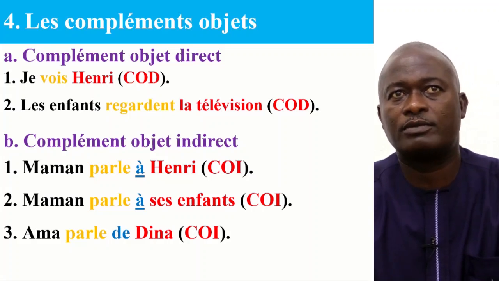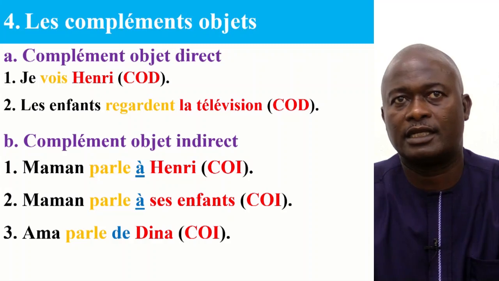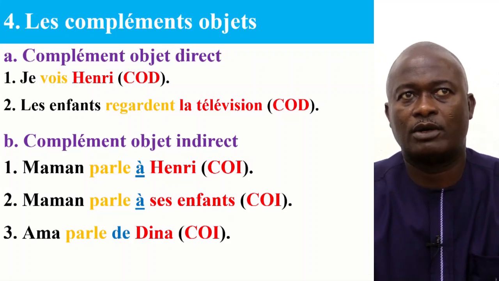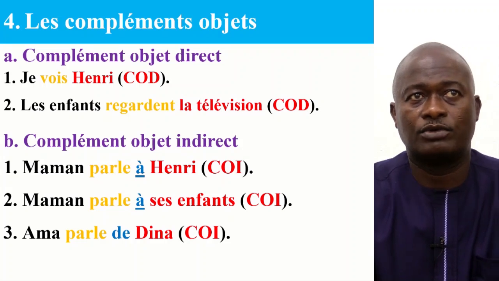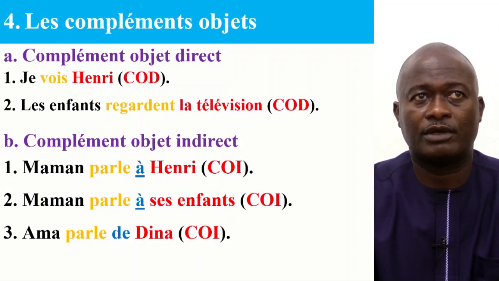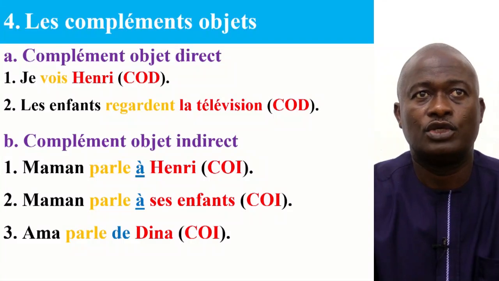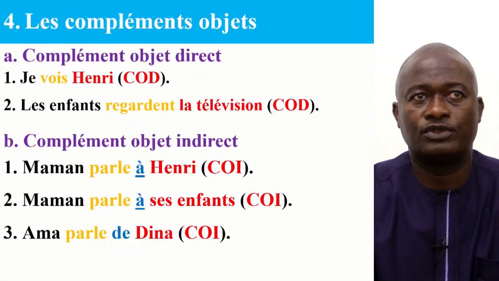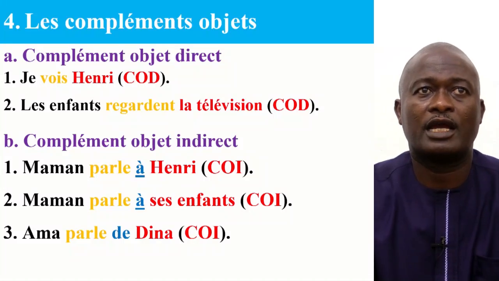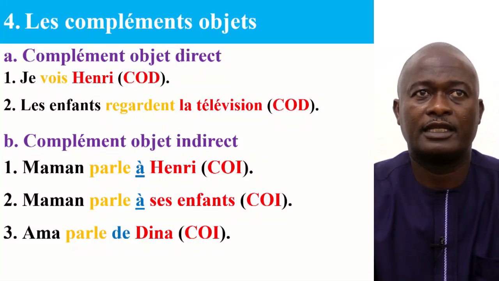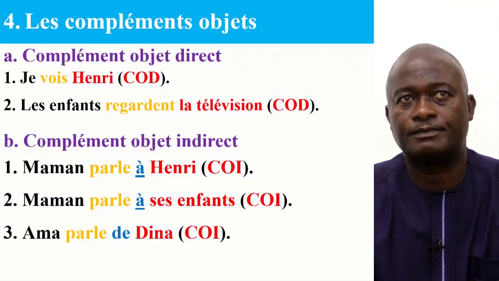Donc on a le complément objet direct et le complément objet indirect. Pour ce qui est du complément objet direct, vous avez par exemple le numéro A. Le numéro A, on a deux exemples. Le premier exemple, c'est « Je vois Henri ». Et le second exemple, on a « Les enfants regardent la télévision ». So the first example is « I can see Henry ». And the second is « The children are watching television ».